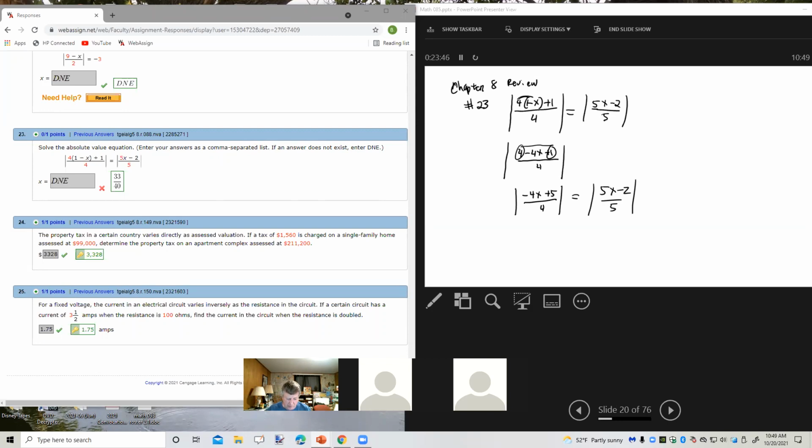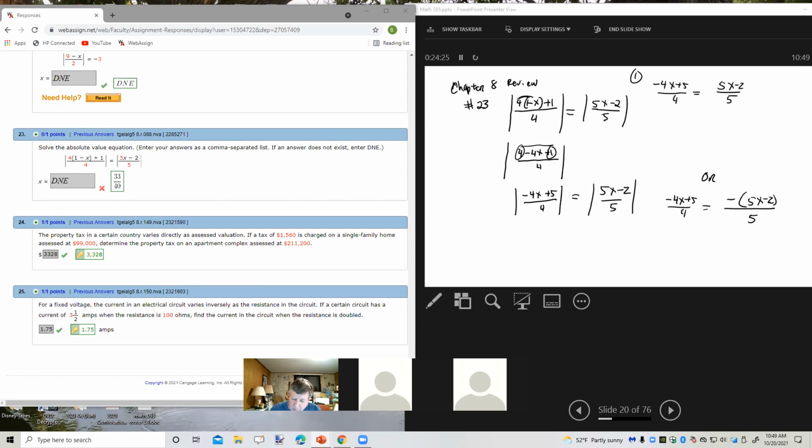Okay, so I've simplified what's inside on the left side. So now my two equations, one of them is going to be negative 4x plus 5 over 4 equals 5x minus 2 over 5. Okay, that's one of them. Or negative 4x plus 5 over 4 equals the opposite of 5x minus 2 all over 5. Okay, again, I have to take the opposite of the whole thing.